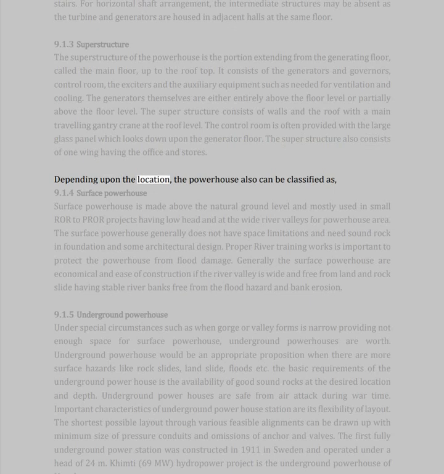Depending upon the location, the powerhouse also can be classified as 9.1.4 Surface powerhouse. Surface powerhouse is made above the natural ground level and mostly used in small RR to PRR projects having low head and at the wide river valleys for powerhouse area. The surface powerhouse generally does not have space limitations and needs sound rock in foundation and some architectural design.